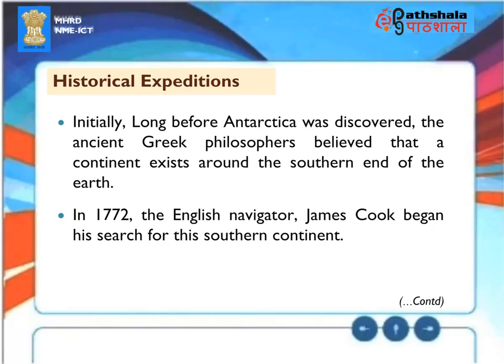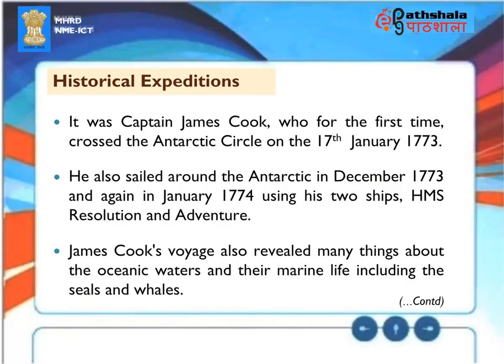Historical expeditions. Initially, long before Antarctica was discovered, the ancient Greek philosophers believed that a continent exists around the southern end of the earth. In 1772, the English navigator James Cook began his search for this southern continent. It was Captain James Cook who, for the first time, crossed the Antarctic Circle on the 17th of January 1773.